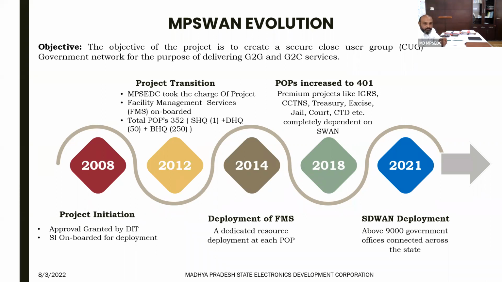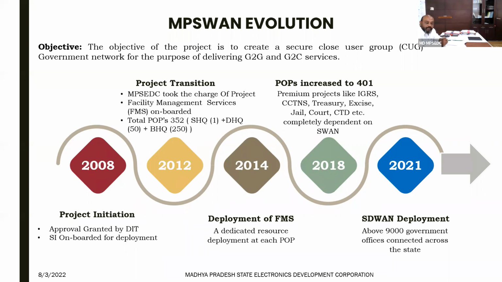From 2012 to 2014, we realized that a dedicated facility management service for each and every POP is required, where we could manage all the network devices and the connectivity which we are providing to all the government offices across the state. So in 2014, we deployed a dedicated FMS. Then after that, the progression goes on like this.